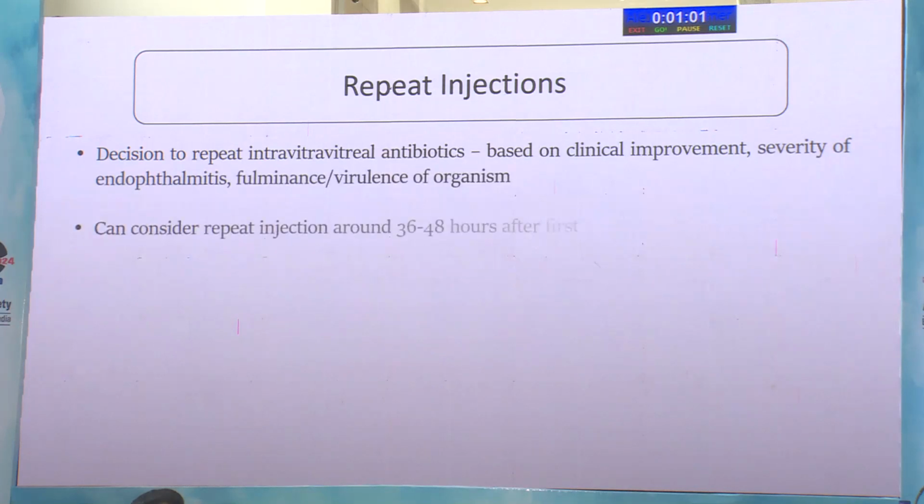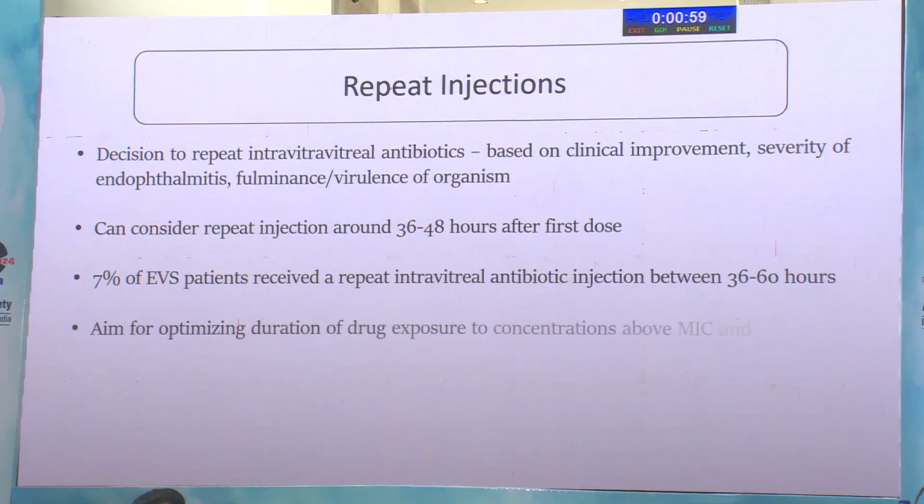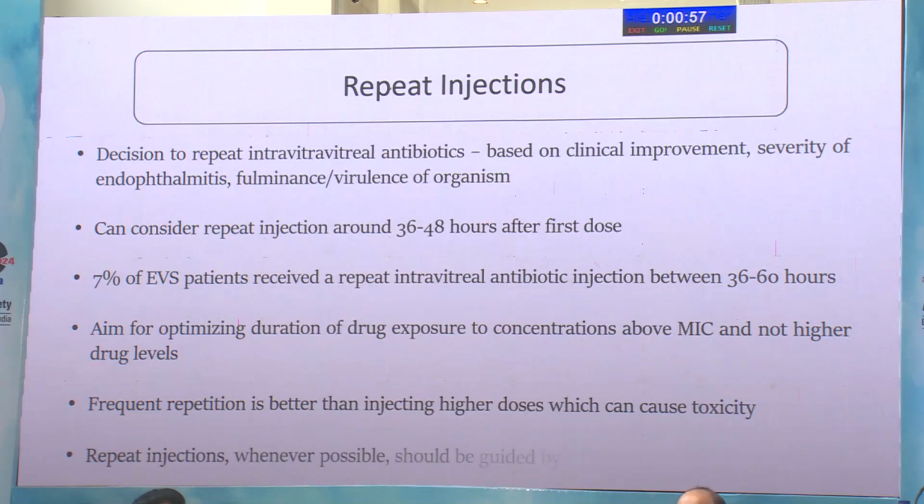So repeating injections: the decision to repeat intravitreal injections is based on clinical improvement, severity of endophthalmitis and fulminance of the organism. Can consider repeat injections 36 to 48 hours after the first dose, and 7% of the Endophthalmitis Vitrectomy Study patients received a repeat intravitreal injection within 36 hours.